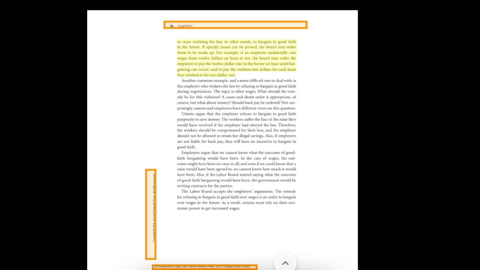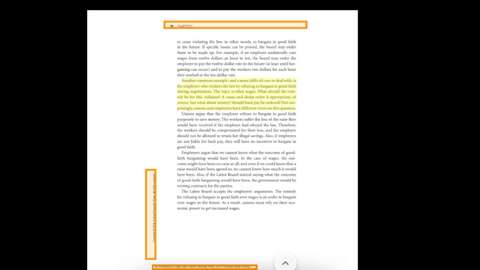For example, if an employer unilaterally cuts wages from $12 an hour to $10, the board may order the employer to pay the $12 rate in the future, at least until bargaining can occur, and to pay the workers $2 for each hour they worked at the $10 rate. Another common example, and a more difficult one to deal with, is the employer who violates the law by refusing to bargain in good faith during negotiations. The topic is often wages. What should the remedy be for this violation?